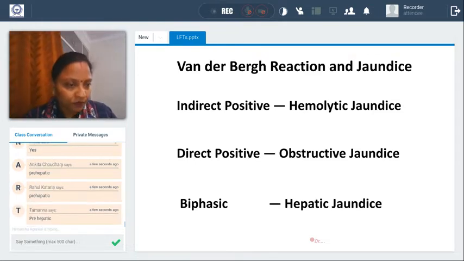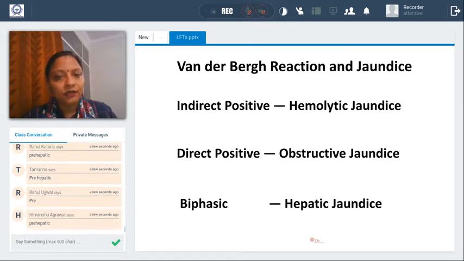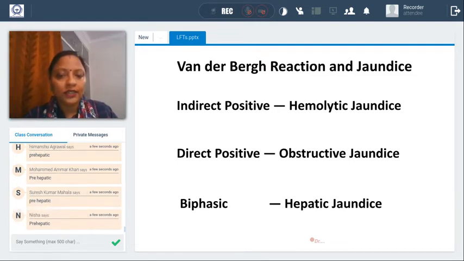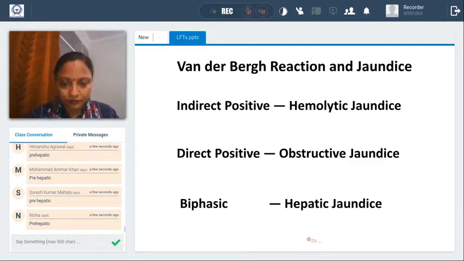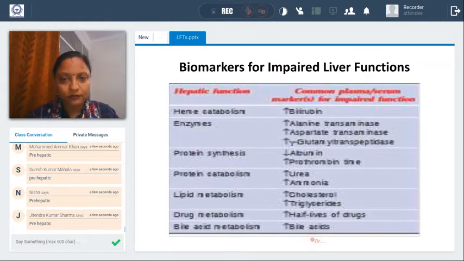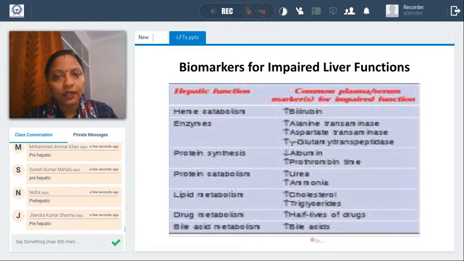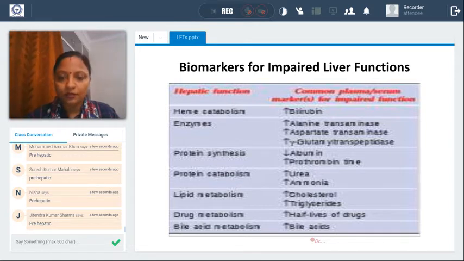Direct, yes. Next is direct positive, so it will diagnose as obstructive jaundice, and if it is biphasic in nature, it will diagnose as hepatic jaundice. So now it is clear to all of you the differential diagnosis of these three jaundices and the reaction. Okay.